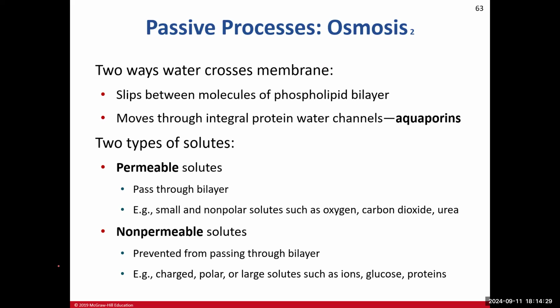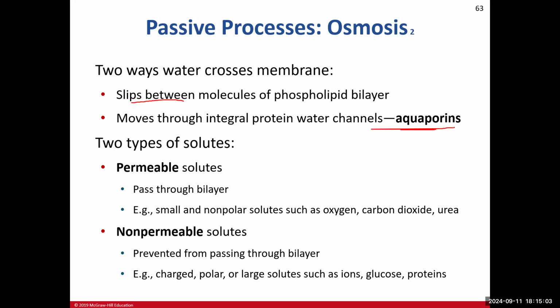So the two ways that we get across is to go directly through that phospholipid bilayer. So you can say it kind of slides in between those molecules, those phospholipids. Or, like I said, we're going to use those aquaporins there, those specific protein water channels that were built by the cell, installed into the plasma membrane that lets water move across. So when we're talking about solutes, and solutes is just a general term that we're going to use for whatever it is that we're discussing that's going to move across the plasma membrane.